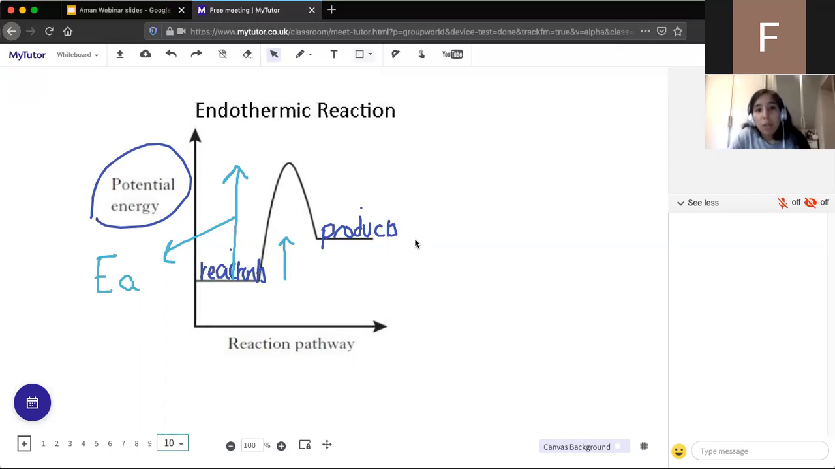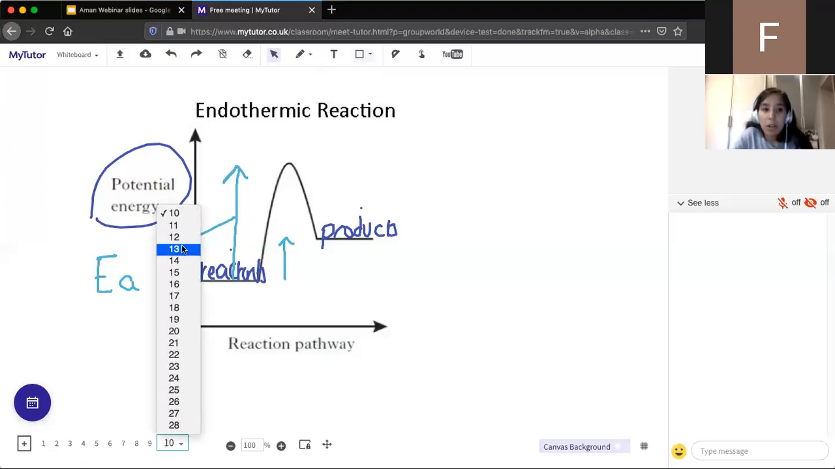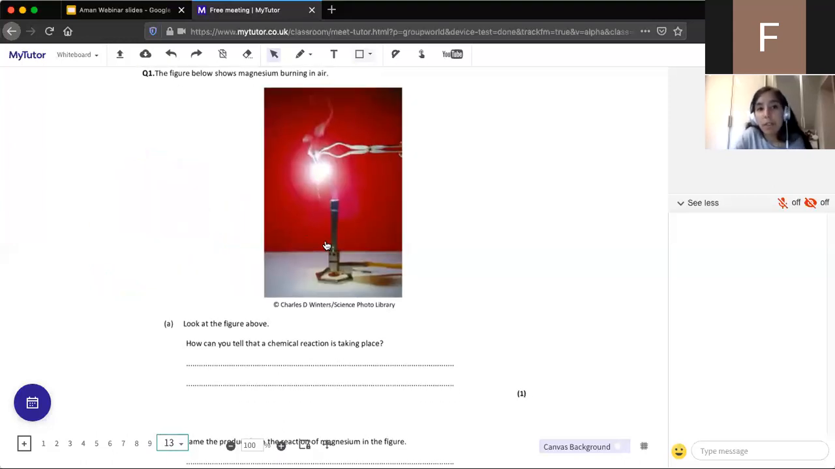Someone's asking, will we do electrolysis in the future? Sorry, it has nothing to do with today's topic. That's absolutely fine. Yeah, we'll try and do electrolysis in the future. It's not coming up this week or next week, but hopefully in the future we will cover it. And someone's asking, what does EA mean? It's just a shortened form of activation energy. Really great questions. So thank you.